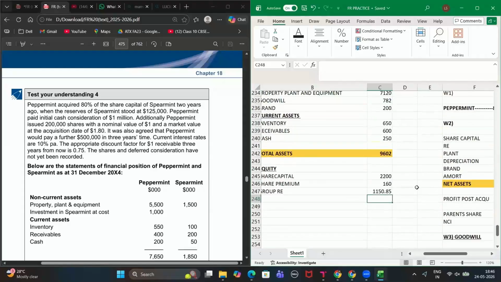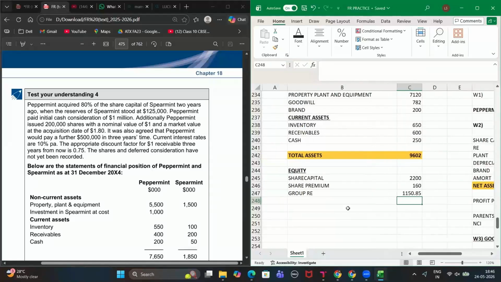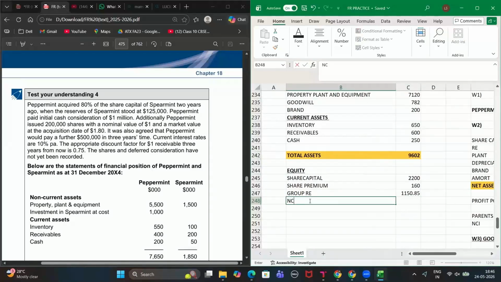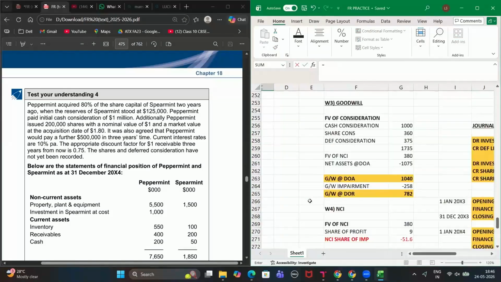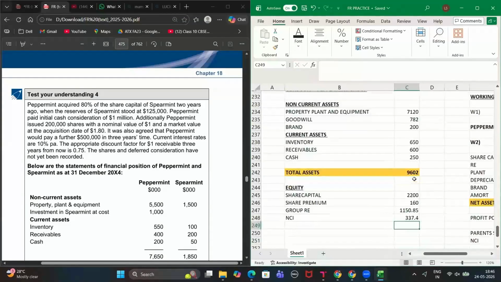Is there anything else in equity? Exactly. There is NCI, right? There is NCI left. So what is the value of NCI that we have got? It is 337.4.